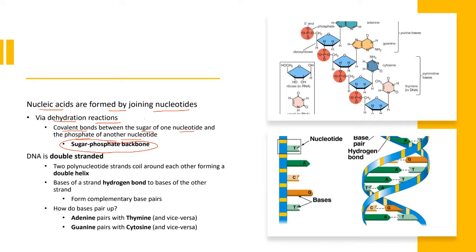If you look at this picture over here, there are actually two diagrams. I want to show you a very simplistic backbone, which is going to be the yellow and the blue. This is the sugar phosphate backbone. It's made of sugars and phosphates. If we pass it over here, that's the same thing. This is our sugar phosphate backbone.